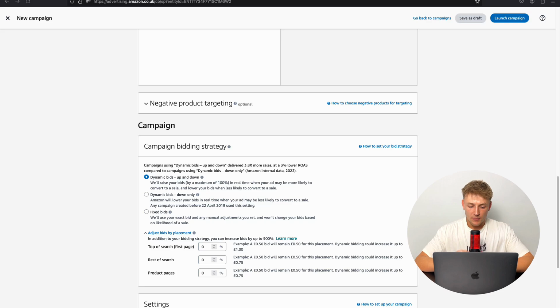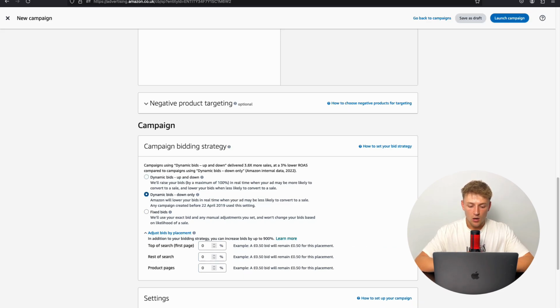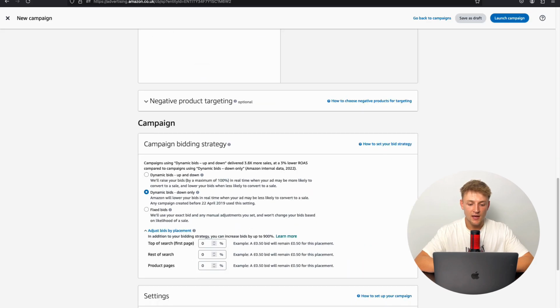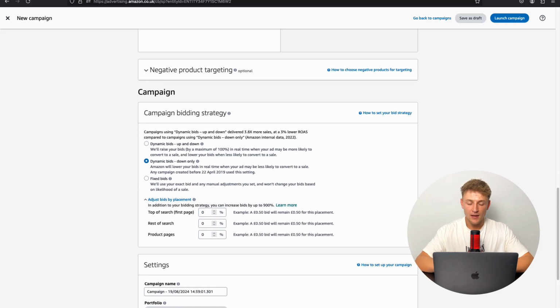You then have dynamic bids down only, and this says Amazon will lower your bids in real time when your ad may be less likely to convert into a sale. So just the second half of this one. This basically means if we set our default bid of 50p, we will never ever spend more than 50p per click, because we're only saying take this default bid and then bid down only. So the max we're going to pay is 50p. This is a good one I recommend for beginners who don't want to spend too much money and just want to figure out how Amazon ads work. Set your default bid, or the max you're prepared to spend, and then go for the down only option.